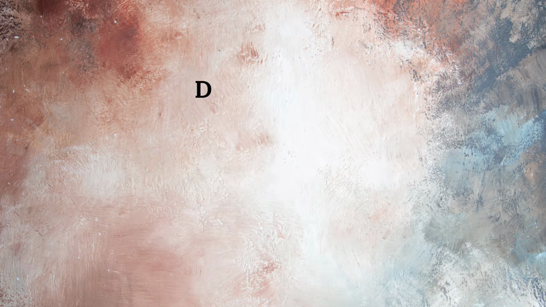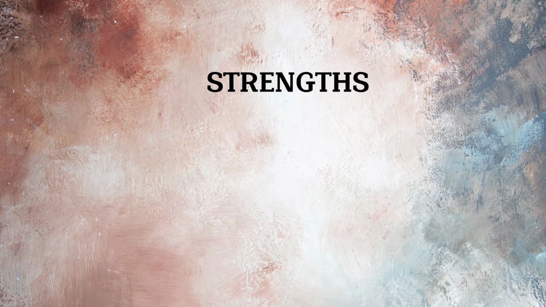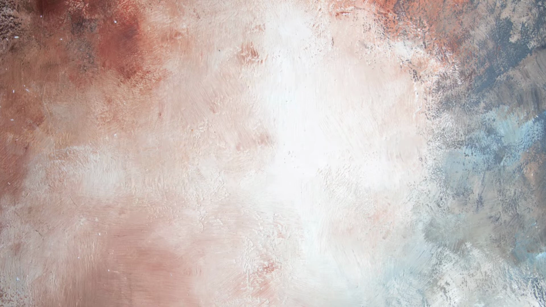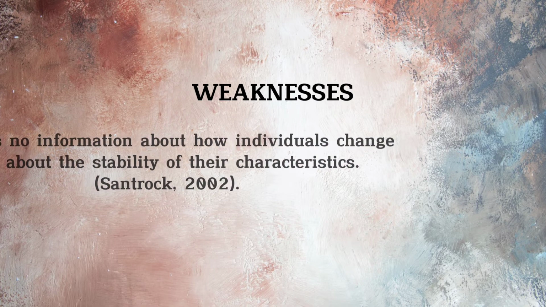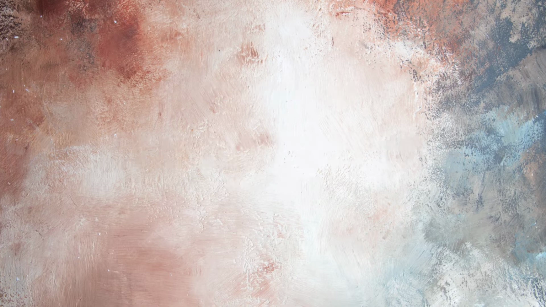Cross-sectional. Description. A research strategy in which individuals of different ages are compared at one time. Strengths. Allows them to record and monitor developmental trends. The researcher does not have to wait for the individuals to grow up or become older. Weaknesses. It gives no information about how individuals change or about the stability of their characteristics.